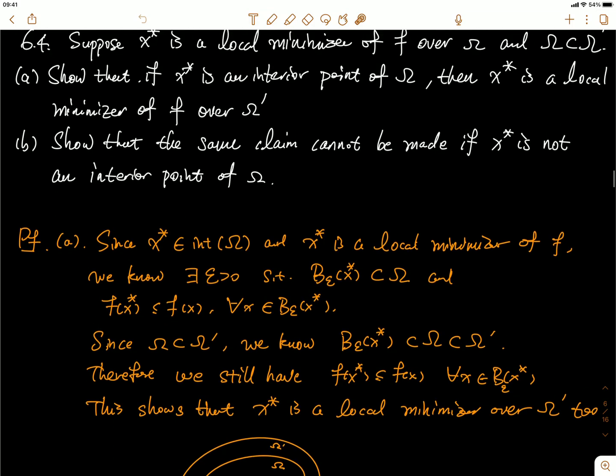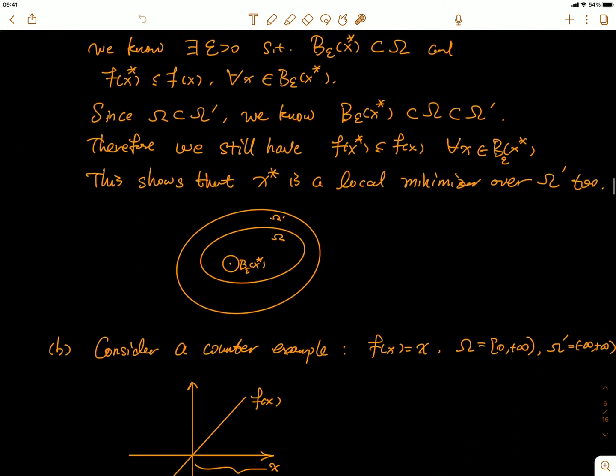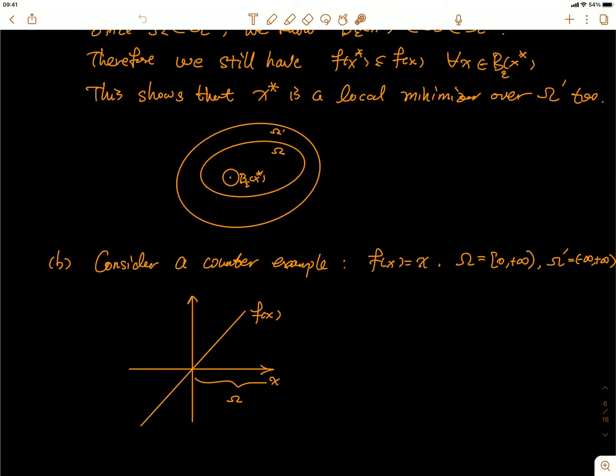So the second question says, can we claim the same thing without assuming that x star is an interior point? So if x star is not an interior point of the omega, then we cannot make the same claim as before. So in this case, let's think about a simple example.